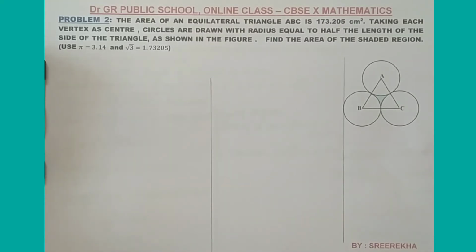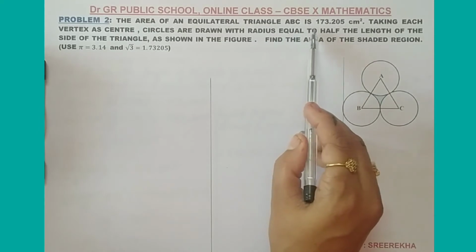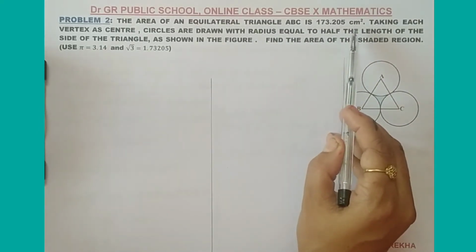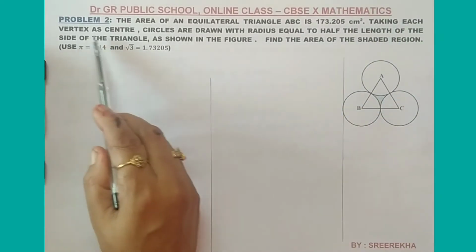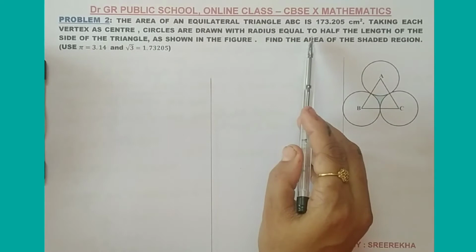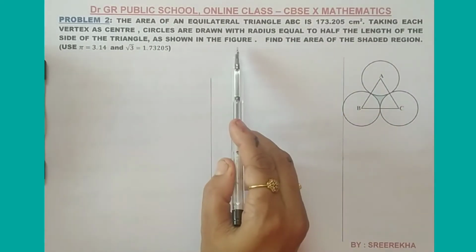Come to problem 2. The area of an equilateral triangle ABC is 173.205 centimeter square. Taking each vertex as center, circles are drawn with a radius equal to half the length of the side of the triangle, as shown in the figure.